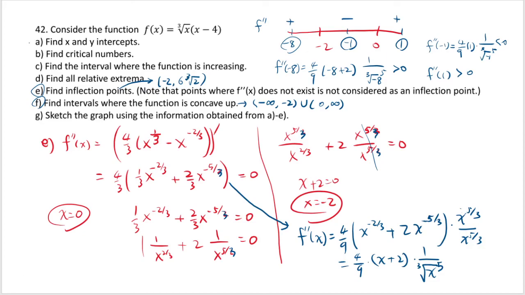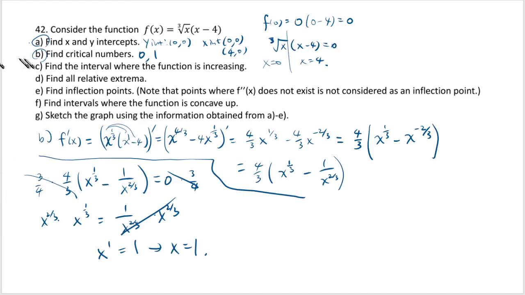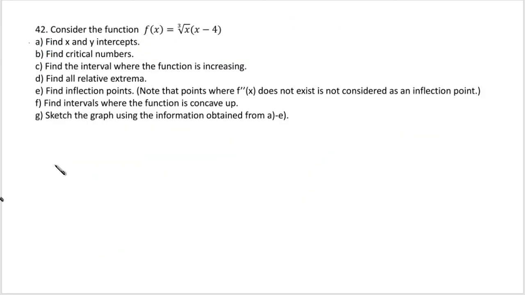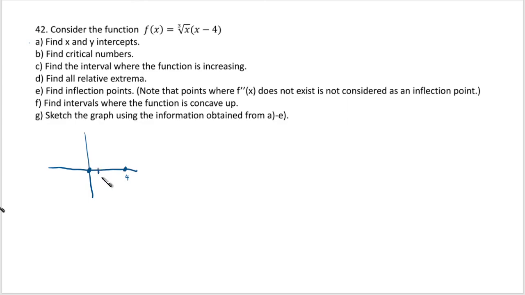Okay, so now we have to put everything together to draw the graph. Let's first recap what we had so far. So the x and y intercepts were 0 and then 4. So we know that the graph must pass through 0, 0 and 4, 0. So let's call this 4, 0, 0. The critical numbers are 0 and 1. So at 1, I have a critical number.